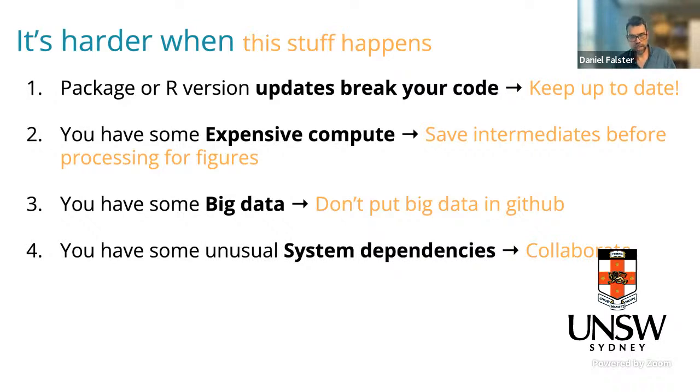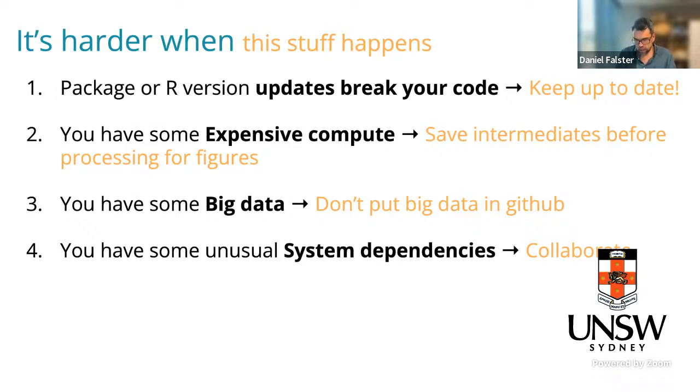Sometimes you might need some unusual system dependencies. What I mean by that is you've got R, but it's requiring some software to be installed or your computer to be set up in a particular way. And really, you didn't know that this was required, or you set it up and you forgot about it, which is really common. Then when you go to rerun your code at a later date, it doesn't run because that stuff's not there.